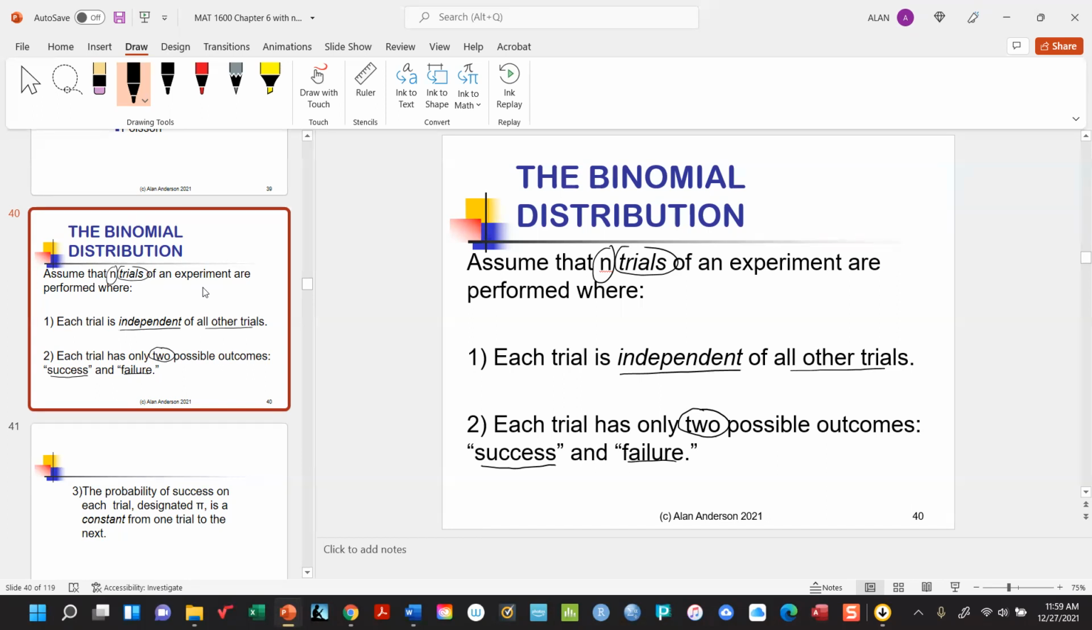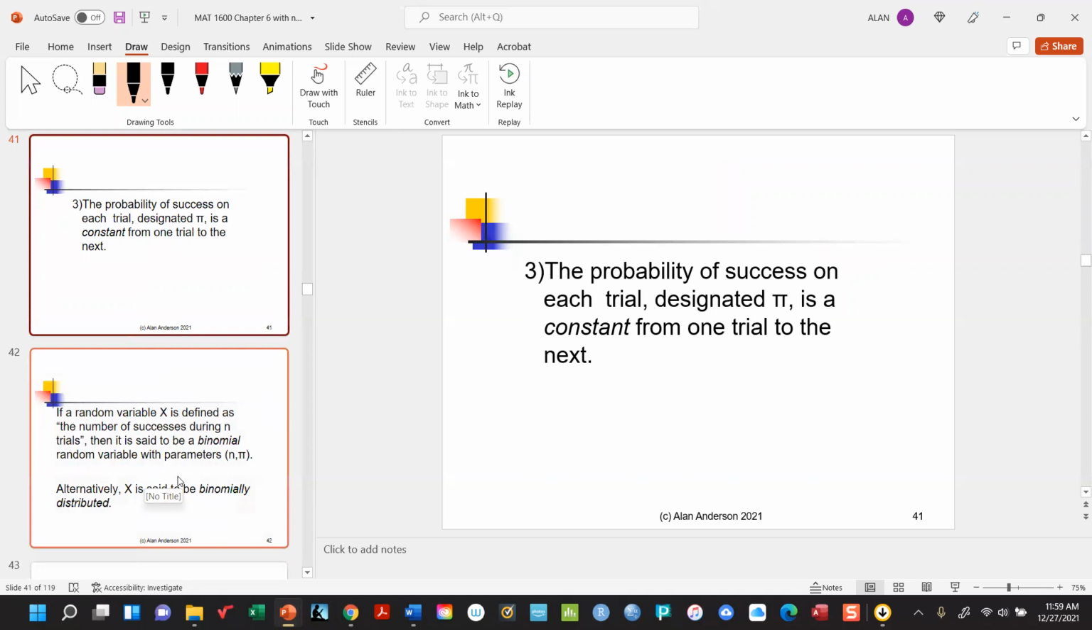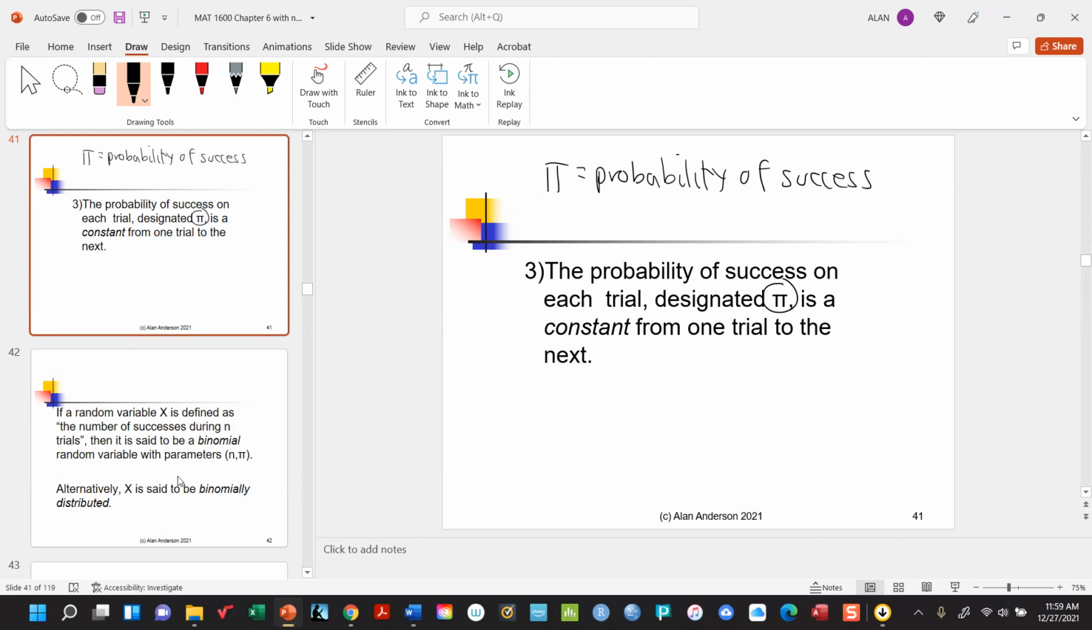And this is where the name, of course, comes from, binomial: 2. And then finally, the probability of success on a trial, which in this book is written with the letter pi. Don't confuse this. This pi means the probability of success on a single trial. Just like when you flip a coin, the probability of getting a head is 1/2. This number must never change. So it's like with your coin. If you're flipping the coin, the probability of a head never changes.